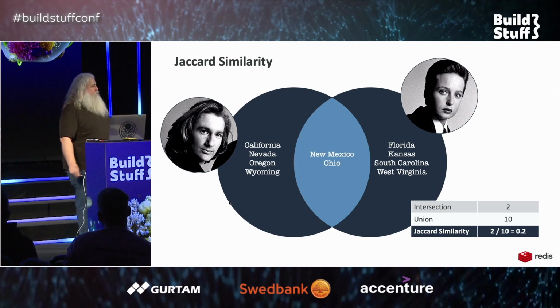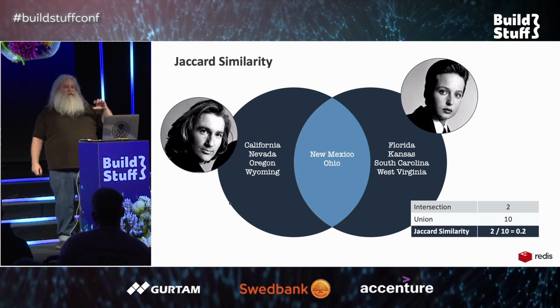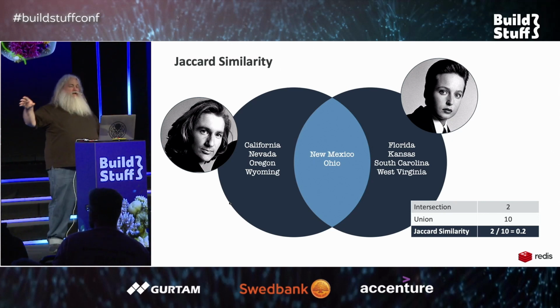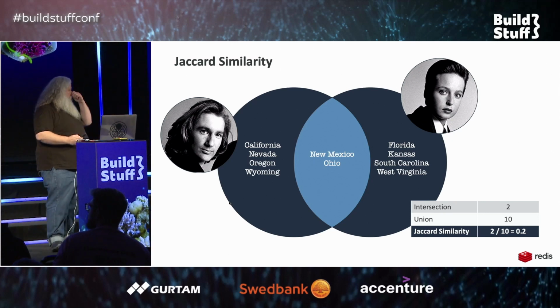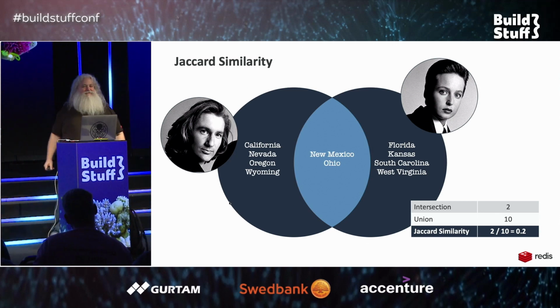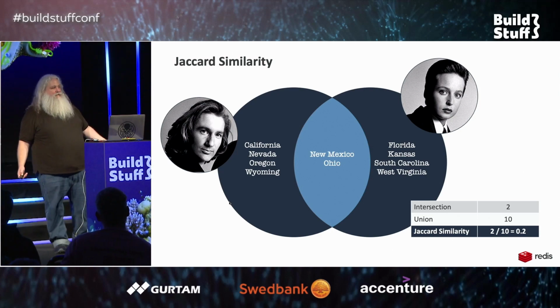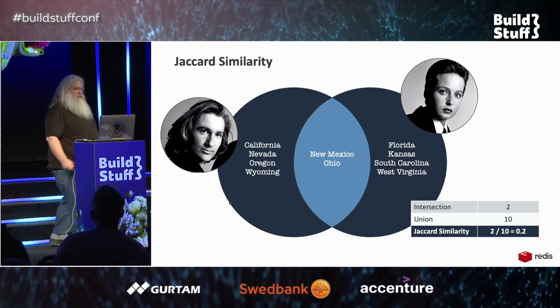But how can we do this for a document? Can we just take all the words in one document, put them in a set, take all the words in another document, put them in a set, and then see how similar they are? Well, no, because that's just going to tell us that the documents were written in the same language. Right. So how can we turn documents into sets that we could actually do this calculation on?